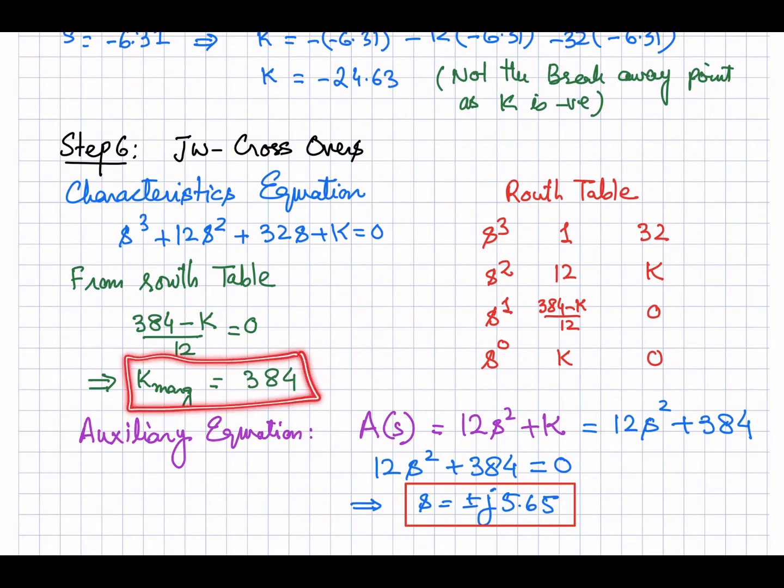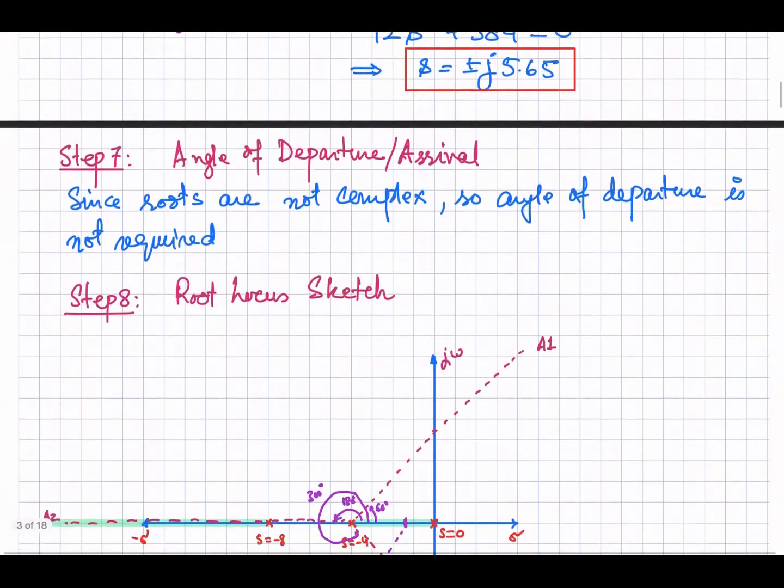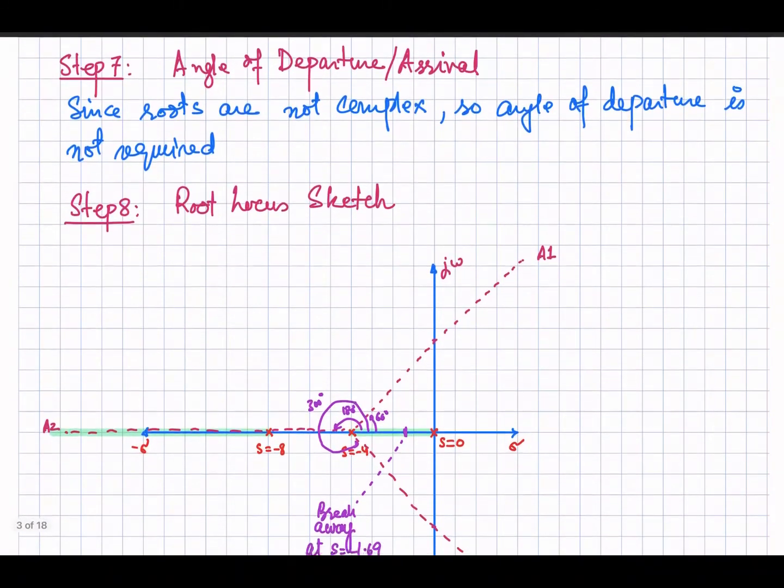If k is equal to 384, you will have the crossovers. Now the next step is to find the angle of departure and arrival, and that is only needed if you have a complex pole or zero. There is no complex pole and no complex zero in this expression, so there is no need to calculate the angle of departures. And the last step is to sketch the root locus.